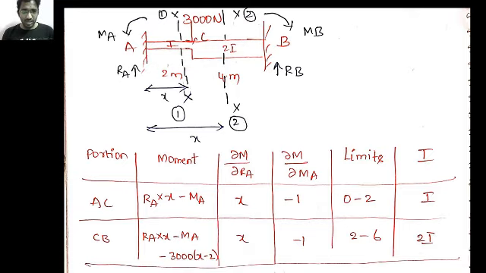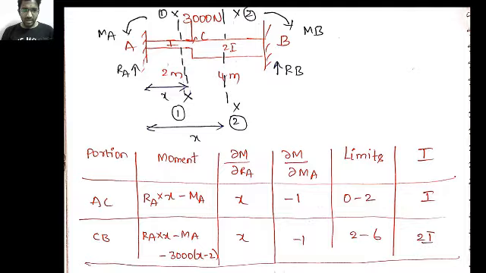What are the limits in the AC portion and CB portion? Up to the AC portion the limits are 0 to 2, and the CB portion starts from 2 and ends at 6 meters. So in the AC portion you take 0 to 2, and in the CB portion you take 2 to 6. What are the moments of inertia? In the AC portion it is I, and in the CB portion it is 2I. I already mentioned this in the figure. If you are not getting anything, please repeat this video two or more times and you will get the operation.